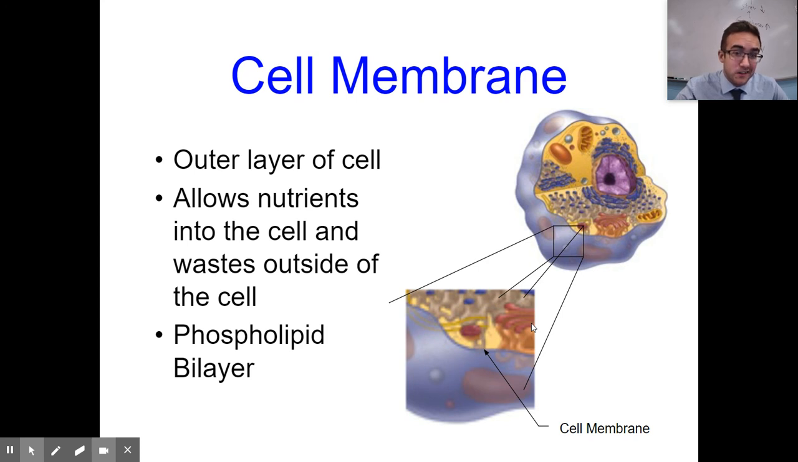Next is the cell membrane. The cell membrane is the outer layer of the cell, and this is that border. It allows nutrients into the cell and waste outside the cell. It is a phospholipid bilayer. You remember from lipids, I talked about the phospholipid bilayer and said we'd talk about it later. This is that later part. I have a whole separate video dedicated to the cell membrane that you'll watch later. It goes more in depth, so be excited for that.